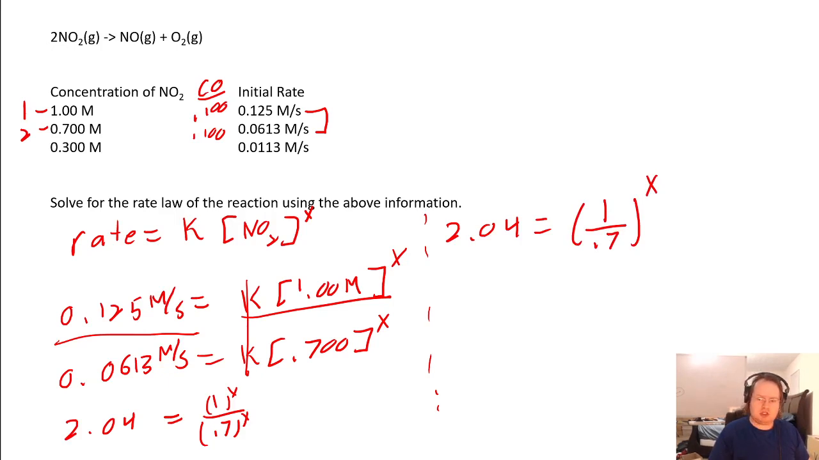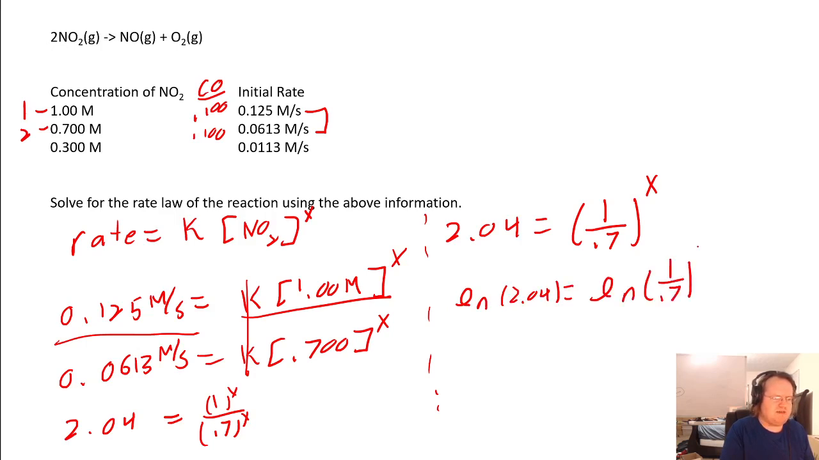Now, our issue here is that our variable is in our exponent, and we need to get it out of there. So we're going to use a logarithm to do that. I'm going to take the natural log of both sides, because we tend to use a lot more natural logs in chemistry. If you take a standard base 10 log, that also works. So I'm going to take the natural log of 2.04, and if I do something to the left side, I have to do the same to the right. So I'm going to take the natural log of 1 over 0.7, all to the x.